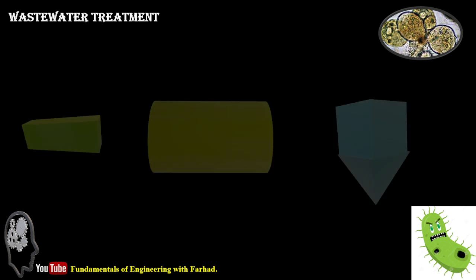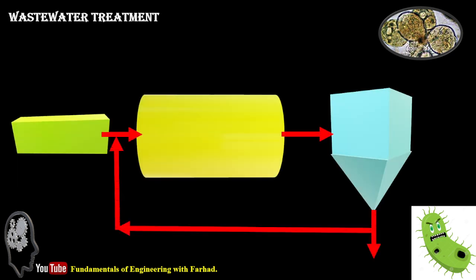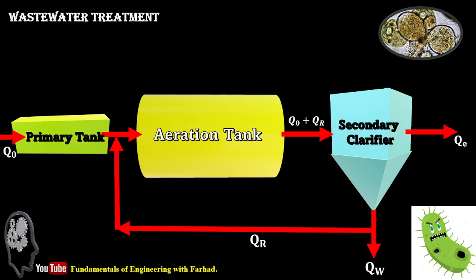So let's see what's happening inside a wastewater treatment plant. This is a very basic schematic of a wastewater plant. After screening and grit chamber, the incoming sludge comes to the primary tank, and almost 25% to almost 40% of the material, the pollutants, are settled here.